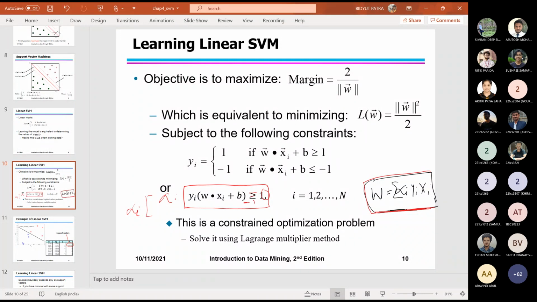Okay. From there we can compute the value of B, and after we computed the value, then what we can do is, after we computed this value, then we can find the class level of the unknown object. Okay.